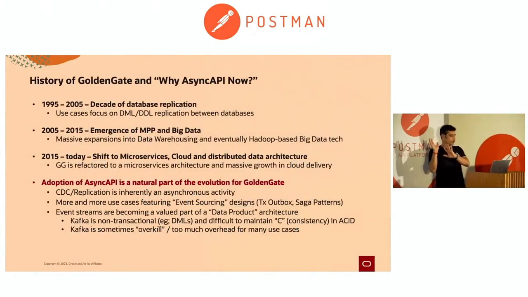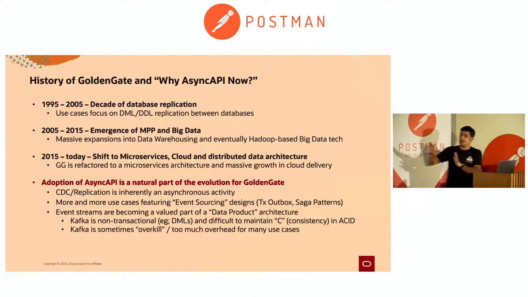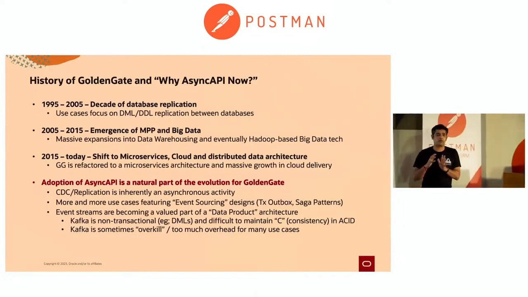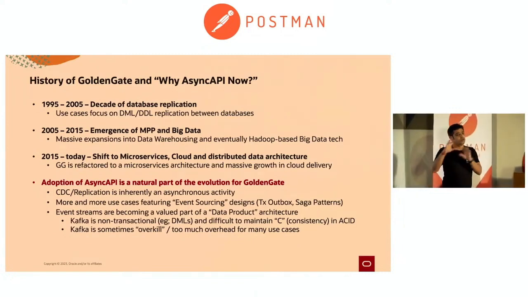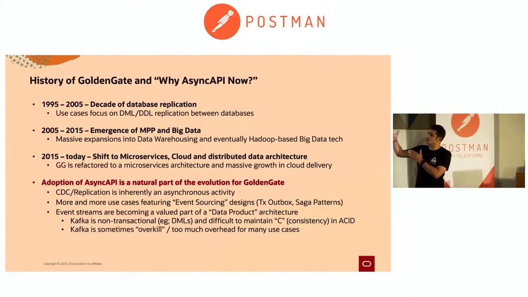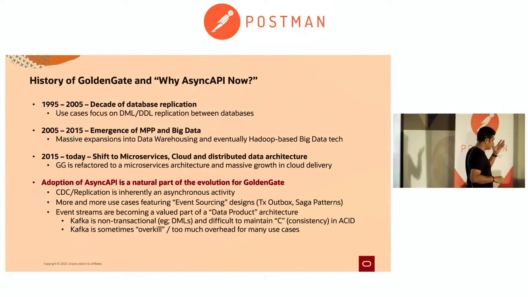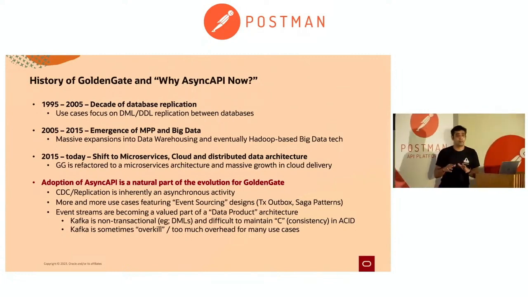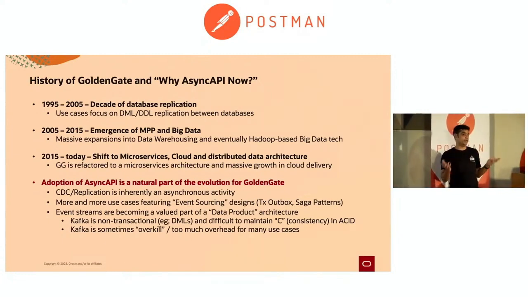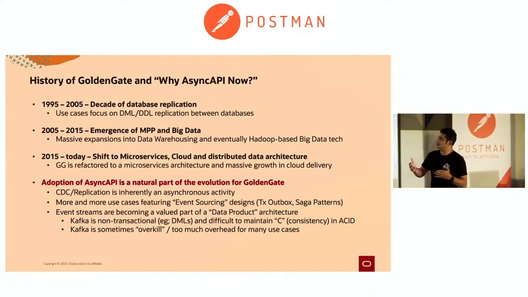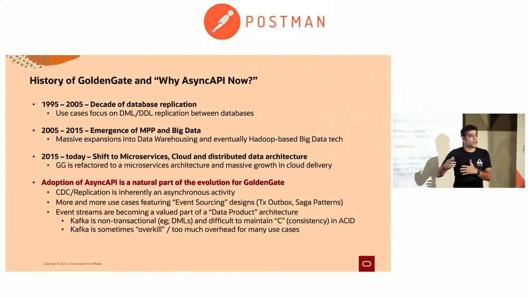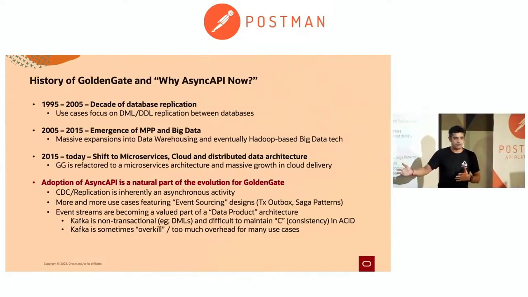So now the history of GoldenGate. It has been a decade. Initially, when GoldenGate was there, it was only replicating data from database to database. In the next 10 years, 2005 to 2015, there was an emergence of MPP, massive parallel processing. Big data came into the market and was booming like anything. So we enhanced the product to apply the data to the big data systems.